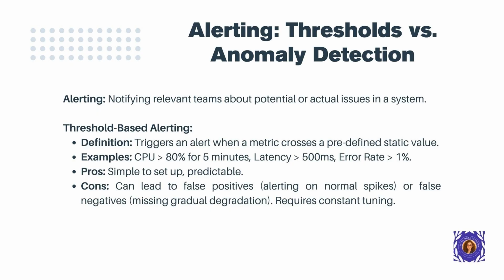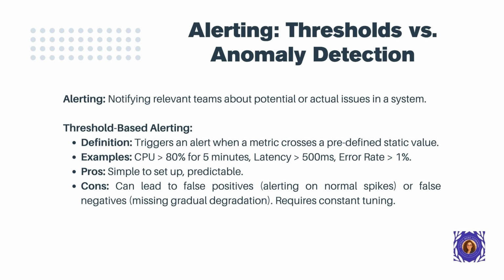Alerting is perhaps one of the most challenging aspects of observability to get right. The goal is simple: notify the right people when something needs attention. But the execution? That's where many organizations struggle. Let me start with threshold-based alerting, which is the traditional approach. It's like setting an alarm clock. You define a specific value, and when a metric crosses that line, an alert fires.